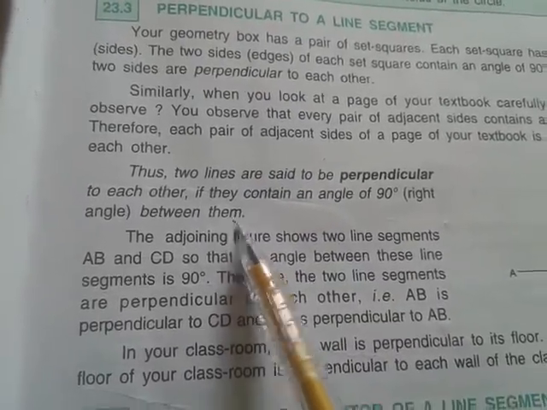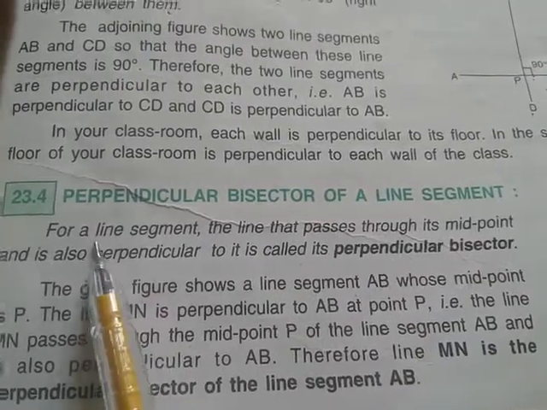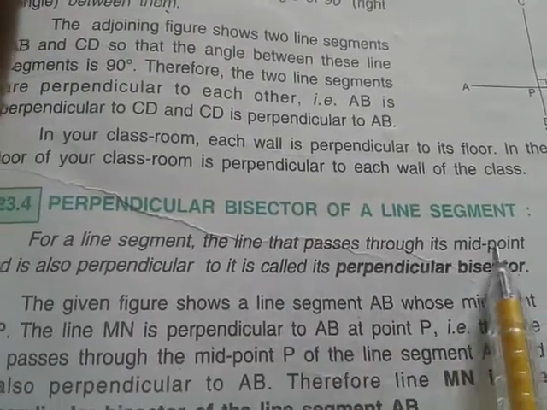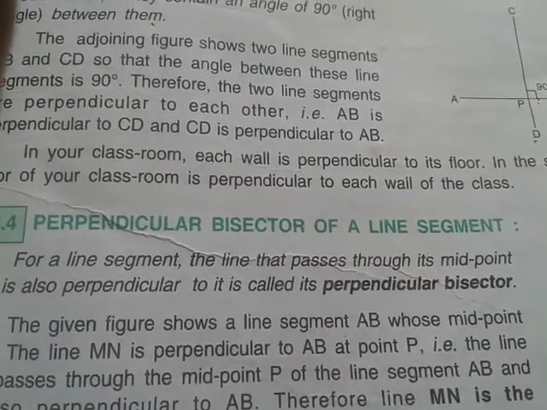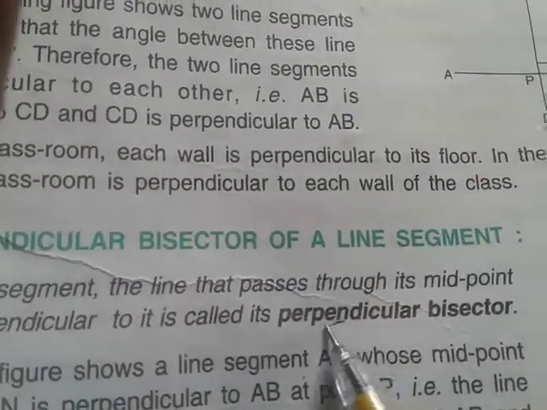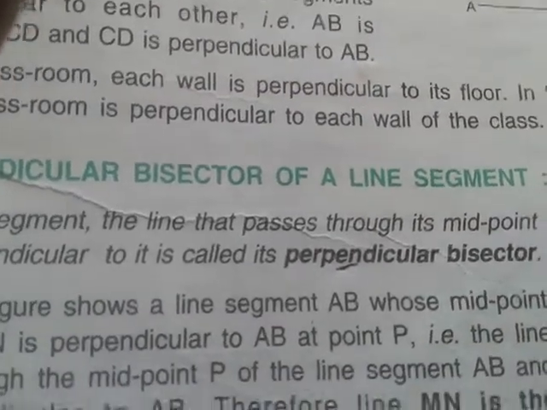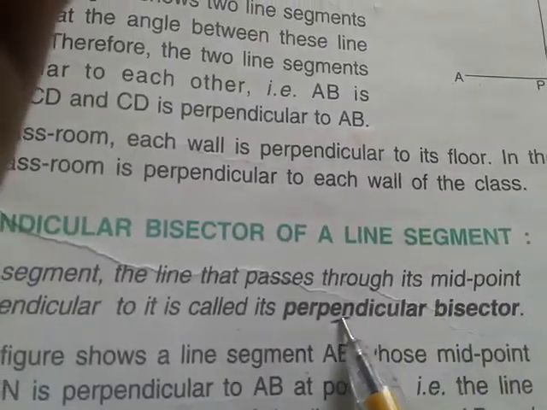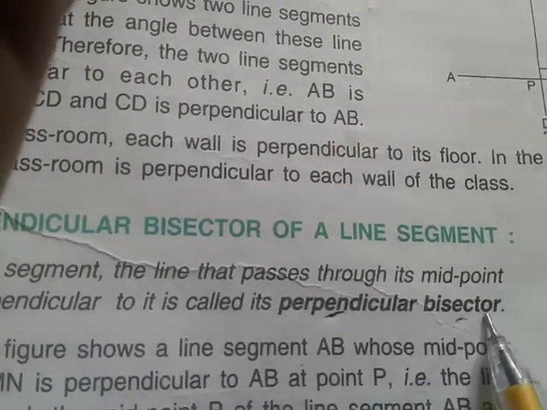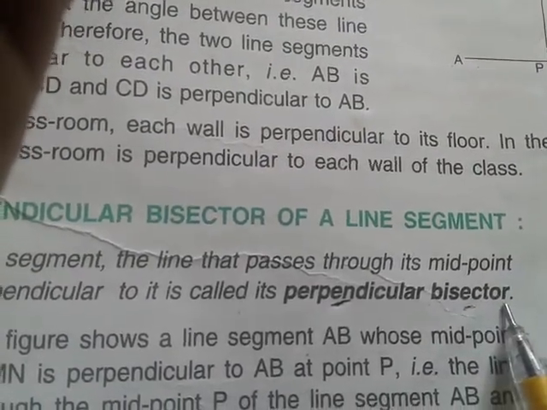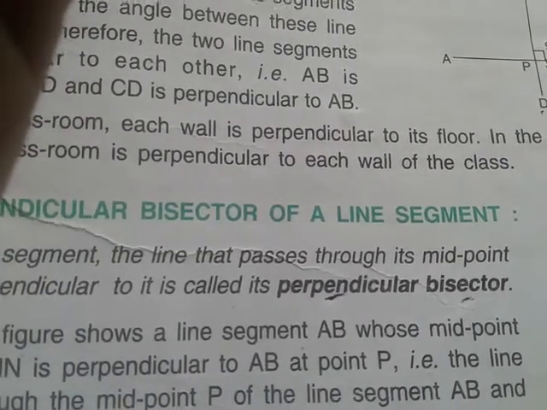perpendicular to each other. Now we'll see what is the perpendicular bisector of a line segment. For a line segment, the line that passes through the midpoint and is also perpendicular to it is called the perpendicular bisector. Now perpendicular you know very well. What is the meaning of perpendicular? When two lines meet, they form a 90-degree angle, that is a right angle. And what is a bisector? Bisect means to divide into two parts.